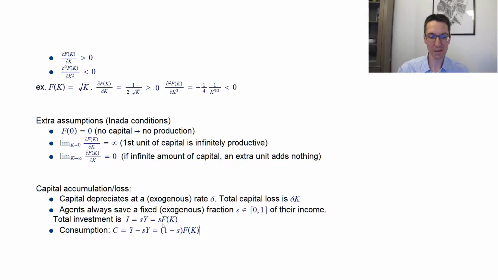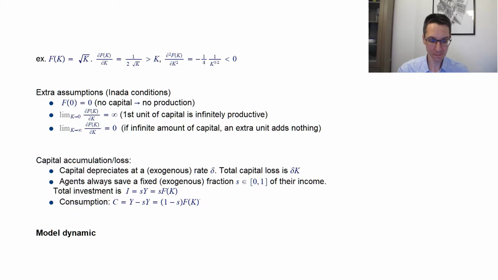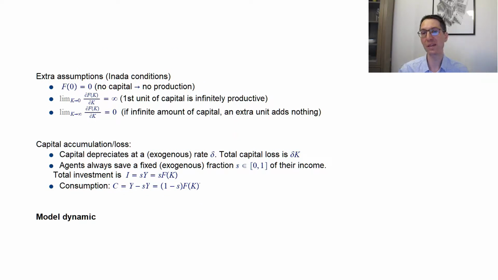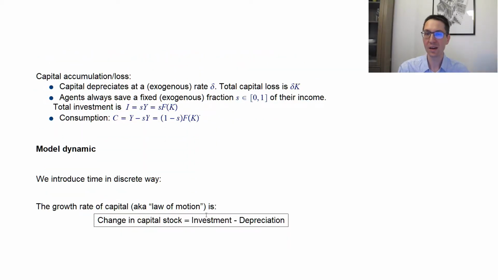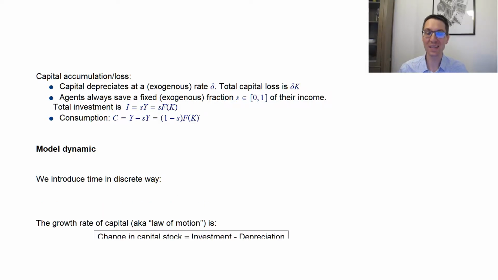This is nice because we have everything written as a function of k, and we're not going to care too much about the capital letters. All the models will be well expressed in terms of k. So this is the capital accumulation and loss. Now, I haven't said a word about the dynamics, but this is a dynamic model. We can introduce time typically in two ways, either in a discrete way or in a continuous way. Here we start with the discrete way, which makes intuitive sense. However, once you get experienced, you see that dealing with continuous time can be simpler in terms of the math, but they are mostly similar.